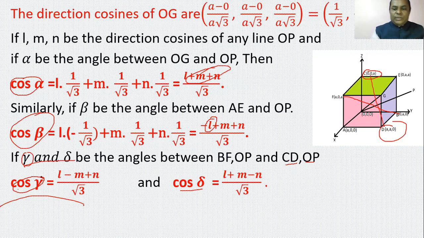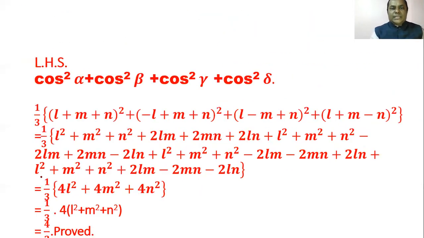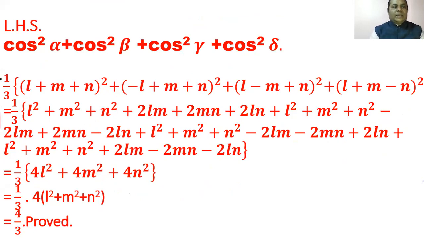And this same value you have to introduce in the LHS. Now let's see. Cos square alpha plus cos square beta plus cos square gamma plus cos square delta. Now this 1 by 3 is as it is. Cos square alpha value is l plus m plus n by root under 3, so whole square means 1 by 3 is common, l plus m plus n whole square. Curly bracket I have given here. Cos beta value is minus l plus m plus n whole square. Cos gamma is l minus m plus n whole square. And cos delta means l plus m minus n whole square.